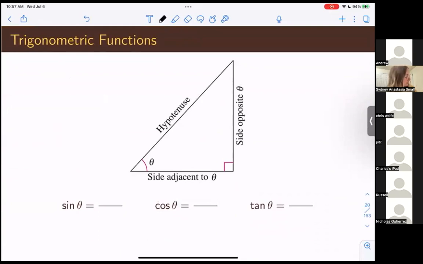We call this side the side adjacent to theta. If this is our angle theta here, this side is adjacent to it because it is next to theta. I will abbreviate that as ADJ. This is the side opposite of theta because it is the side not touching our angle at all. We'll call this OPP for opposite. And hypotenuse is just the hypotenuse. It's the side opposite of the right angle.